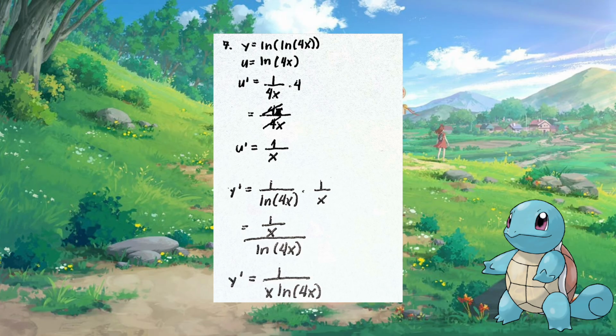So we have the argument, the natural logarithm of 4x, and the derivative of the argument is equal to 1 over 4x times 4. And when we combine it, we'll have 4 over 4x, and cancelling out the 4 on the numerator and the denominator, we'll have the derivative of the argument is equal to 1 over x. So now, we'll get the derivative of the equation. We'll have y prime is equal to 1 over the natural logarithm of 4x multiplied by 1 over x.